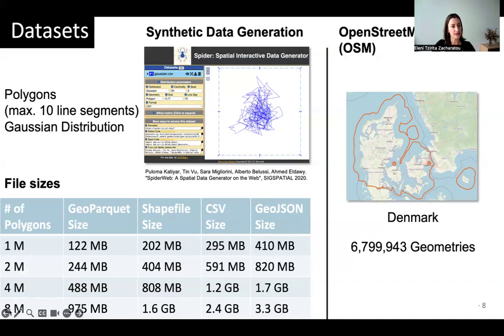So looking, for example, here in the last row at the 8 million polygons, GeoParquet requires less than 1 gigabyte to store these 8 million polygons, while GeoJSON requires over 3 gigabytes to store the same amount of data. The main reason for that is that GeoParquet uses compression, and that's not the case for the other file formats. Additionally, we used a real dataset from OpenStreetMap, OSM, specifically the map of Denmark, which contains nearly 6.8 million features of various geometries. So here, the dataset, in addition to polygons, includes other geometries like lines and points.